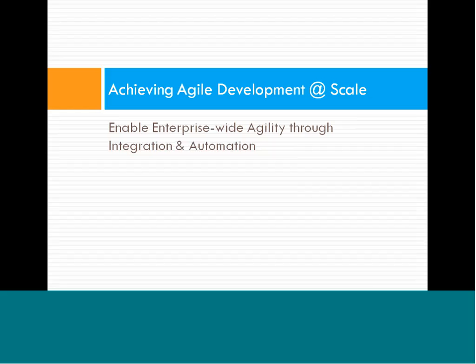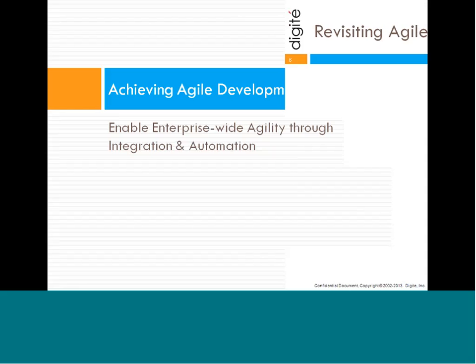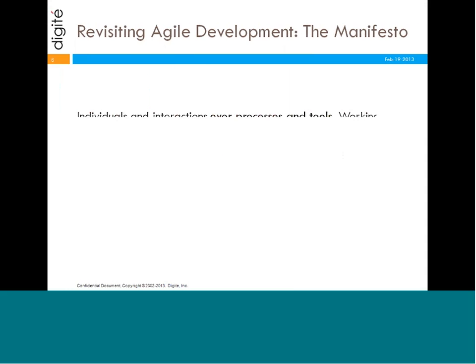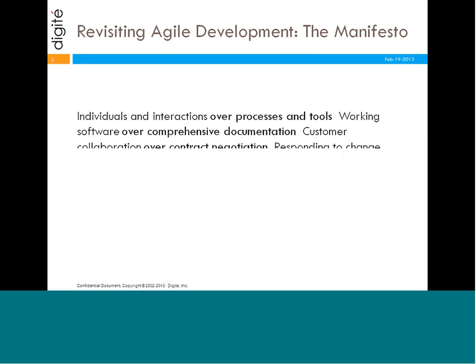Achieving Agile development at scale. Before we go there, let's talk a little bit about agility itself, or defining what Agile really means. If you look at what the Agile Manifesto talks about, it is really a focus on individuals, on developing working software, on collaboration, and on responding to change that naturally occurs during the development of any software.